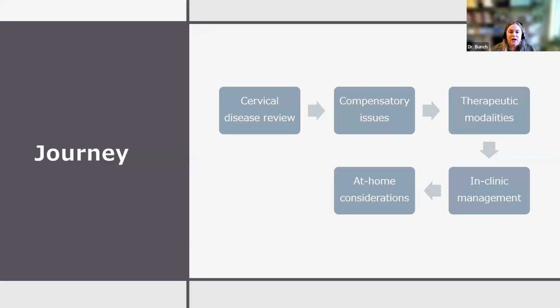What's out there? How are you going to manage these guys in your clinic when they come to you in various stages, from the dog with back who's walking fine and has neck pain to the dog that is non-ambulatory? And then what kind of at-home considerations do we need to look at as well? So that's kind of what the plan is for today.